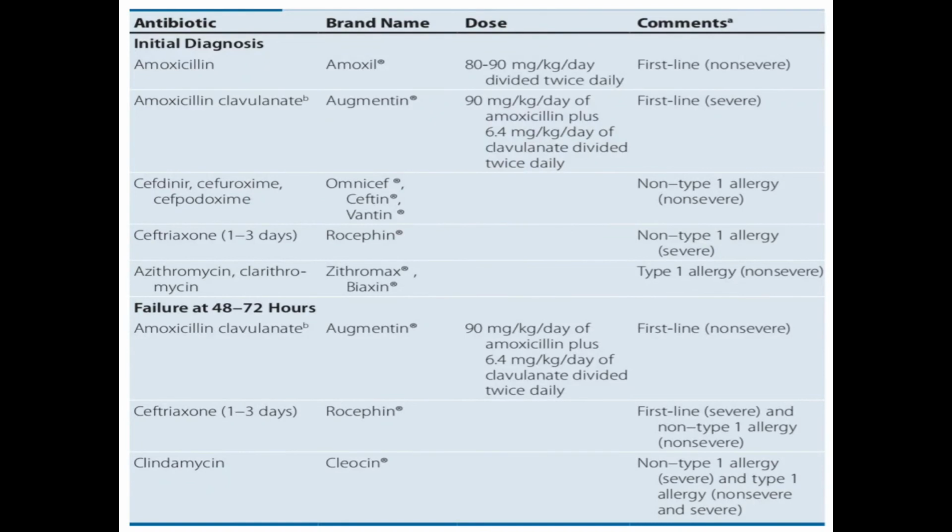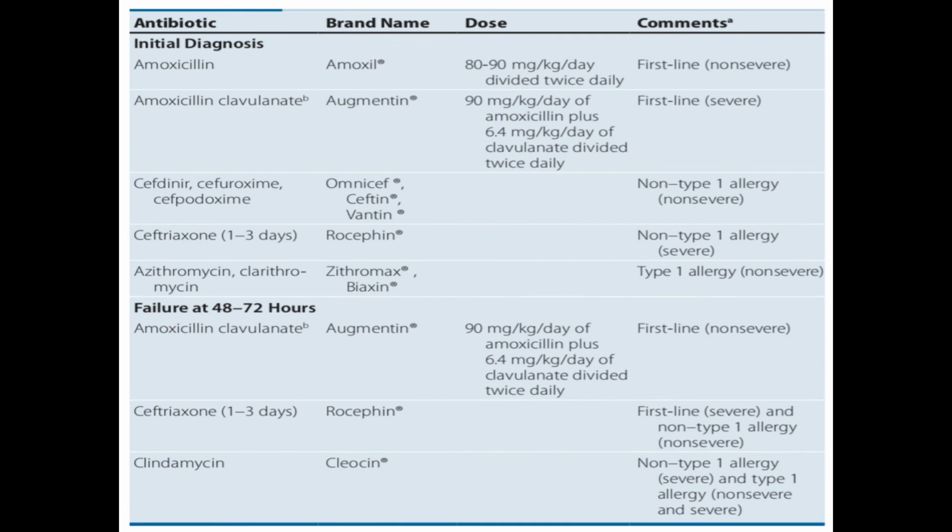Let us see the antibiotics which are used for the treatment of otitis media. We already discussed that amoxicillin is the first choice of drug. Let us see what the others are. Amoxicillin clavulanate, cefdinir, cefuroxime, cefpodoxime, ceftriaxone, azithromycin or clarithromycin are used. For first line non-severe cases, we can treat with amoxicillin at a dose of 80 to 90 mg per kg per day divided twice daily.